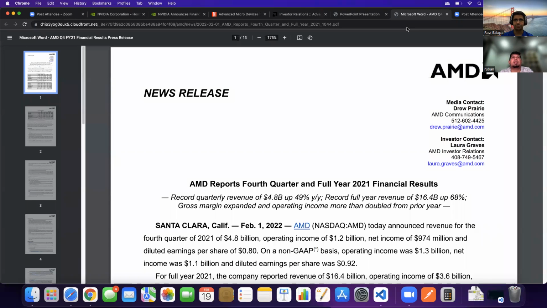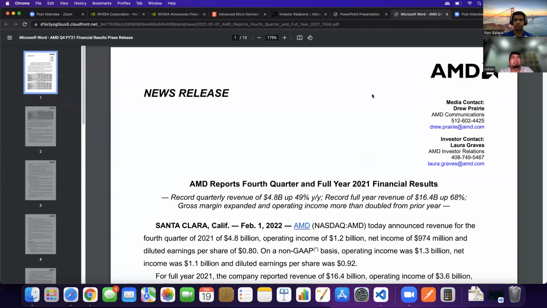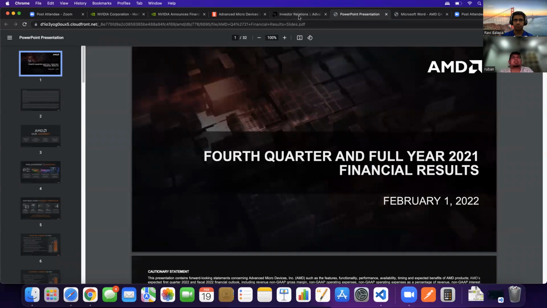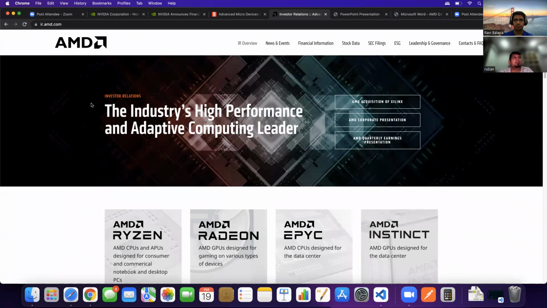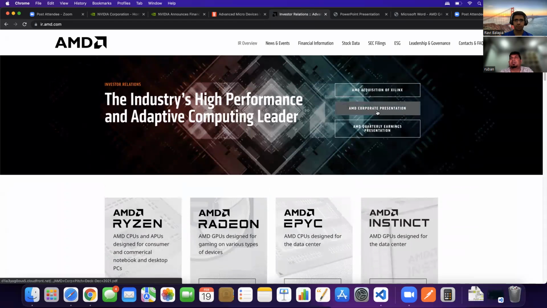We took the last quarter financial results and the full year 2021 results, and we took the numbers from there and are using them for our discounted cash flow analysis. This doesn't reflect the valuation changes from the Xilinx acquisition. This information is available on their website. You just go to AMD investor relations and you can find it straightforwardly.